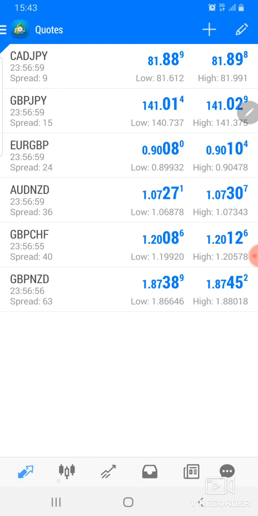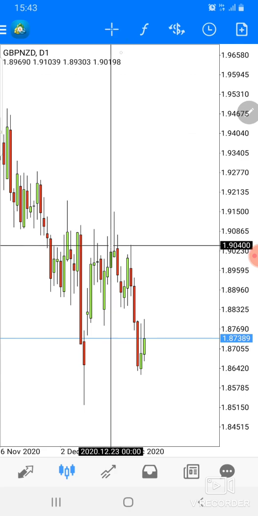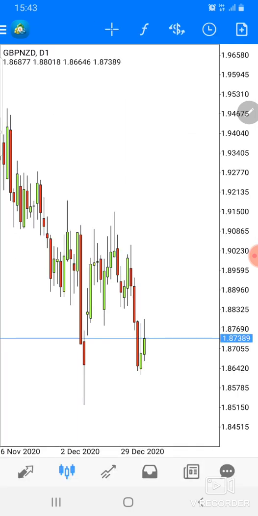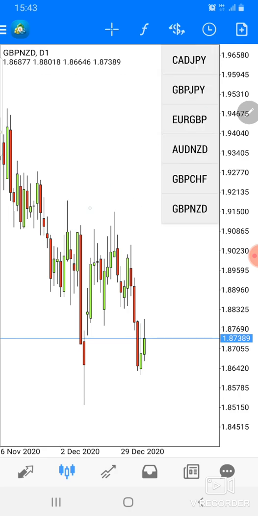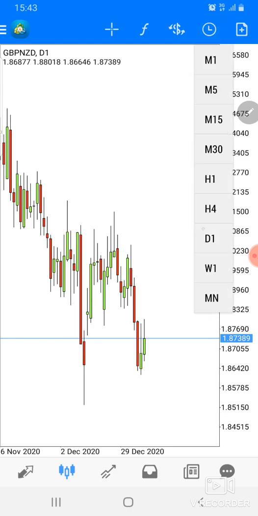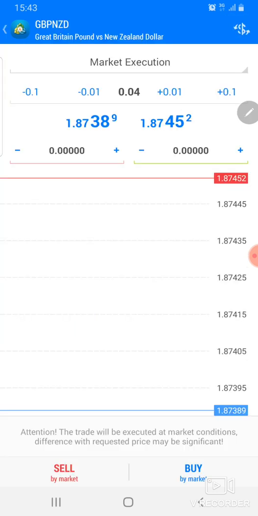Okay, for the chart itself, there's a lot. Here's the crosshair, which I don't really use. This one's indicator, which I don't really use. This one is the pair that you have chosen inside your main window here. And then this is the time frame, which I never navigate from there. I usually just start here, and then I can see. And then this is the order that you want to make.